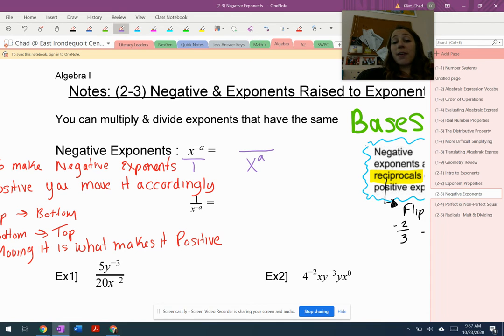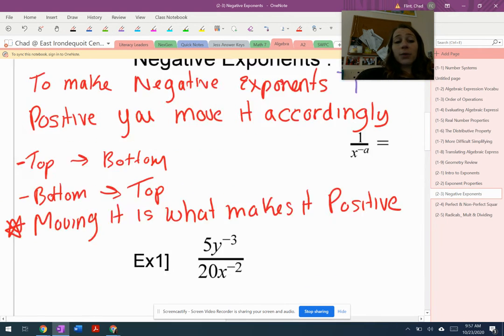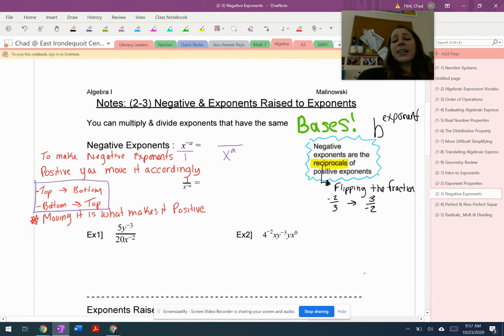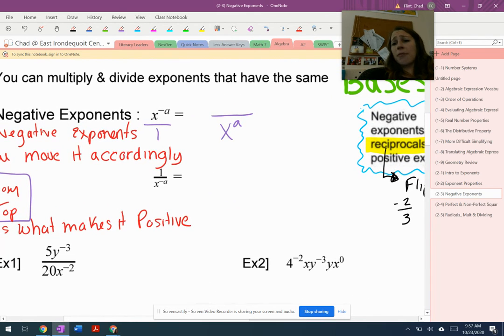And when you move it to the bottom, that is what causes it to become positive now. So it was negative on the top, I moved it to the bottom, now it's positive. That's exactly what this little blurb here means. If it's negative on the top, when I move it to the bottom, it's positive. Negative on the bottom, you move it to the top, it becomes positive. And I can't have nothing on the top of my fraction, so that 1 just has to stay on top of the fraction.